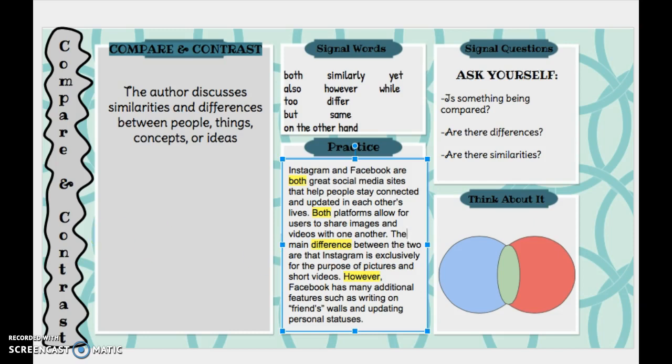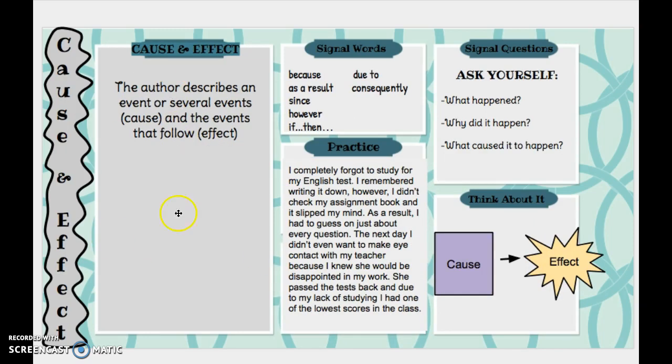The next type, let's move on to cause and effect. When we're talking about cause and effect, we're talking about the way that the author describes an event or several events that's going to act as the cause. And because of this event, there's going to be an effect to them. Okay, so because something happens, there are events that follow as an effect.